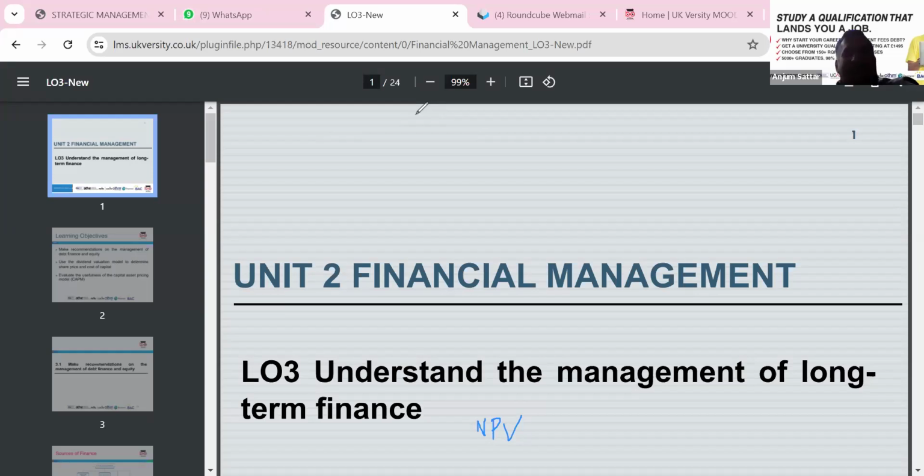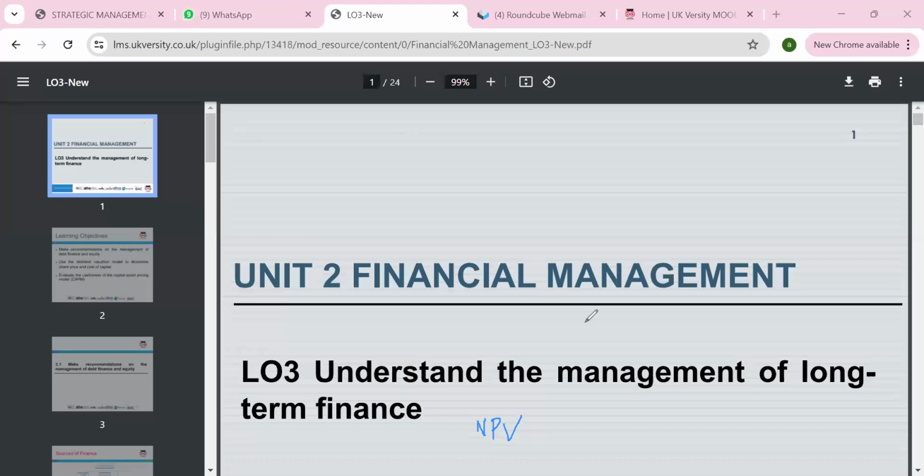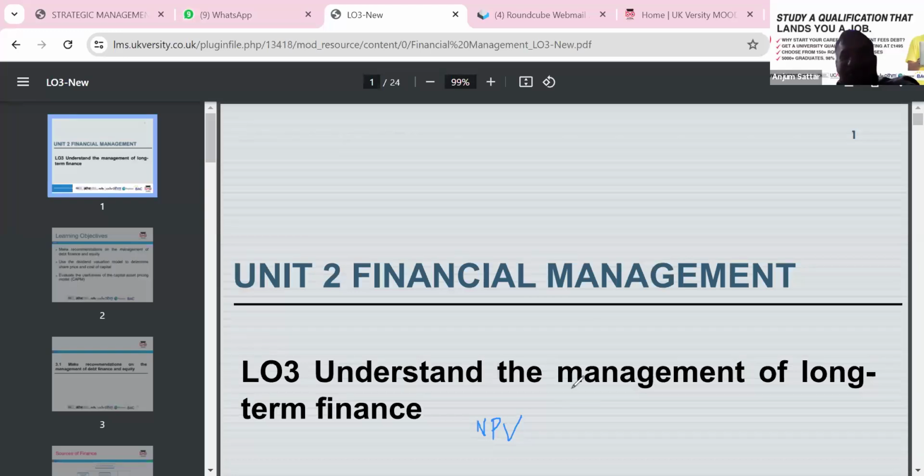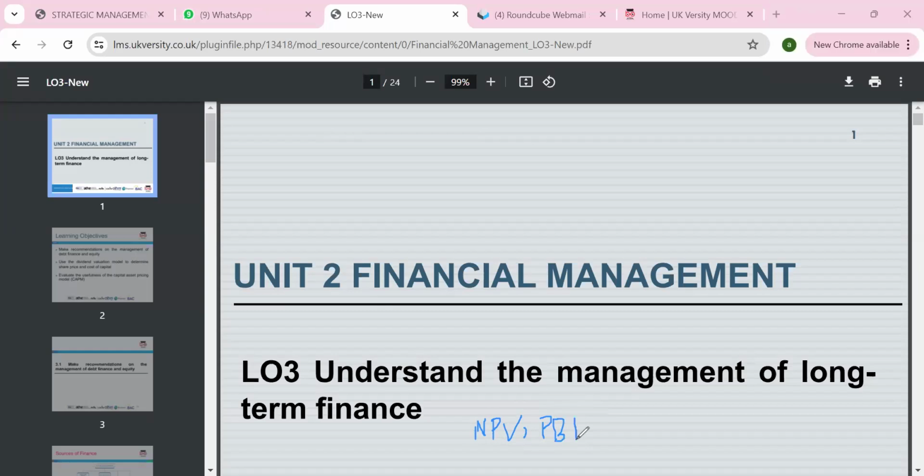Okay, so today we'll go through our LO3, learning outcome 3. Until now, we had this discussion about NPV. We went through the payback period, PPP, which means payback period. We also discussed ARR.